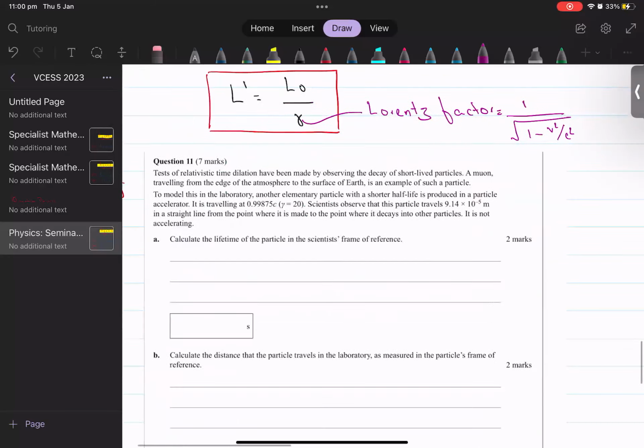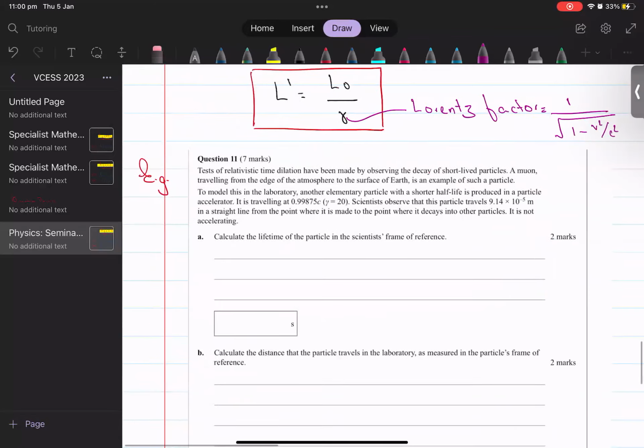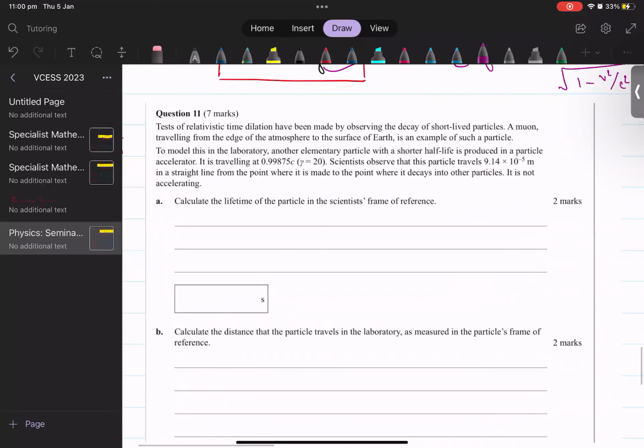Okay. So here's an exam question from 2017. Actually, this is the 2017 VCAA exam. This is the one that I did. If you want to work out how old I am.